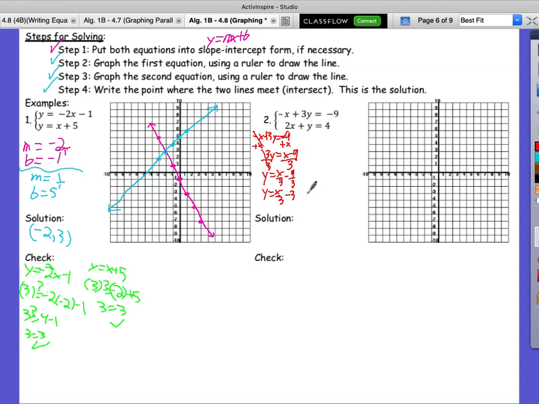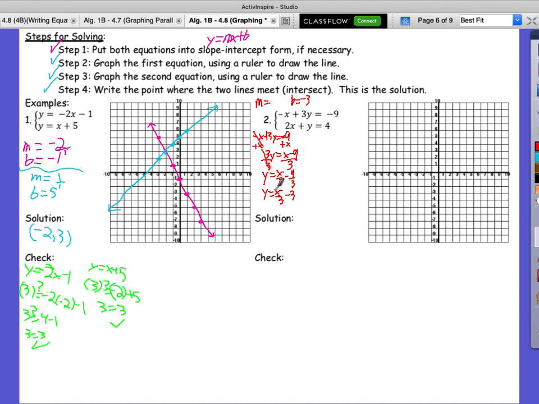So that's what we end up getting when we solve the first equation for y. Y is equal to x over 3 minus 3. So now that y is by itself, what can we do? We can identify the m and the b, right? What's our m and our b? The b is -3.